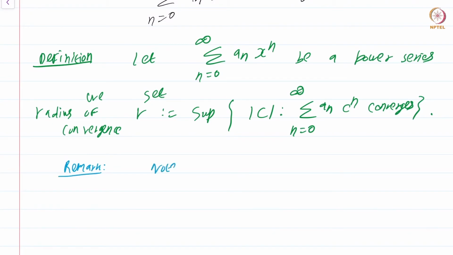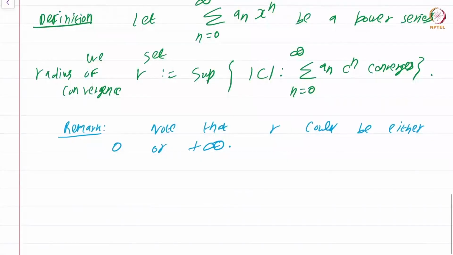Note that, so let me write it as a remark, R could be either 0 or plus infinity. Both possibilities can happen. Okay. Now I'm going to leave you with a very simple exercise.